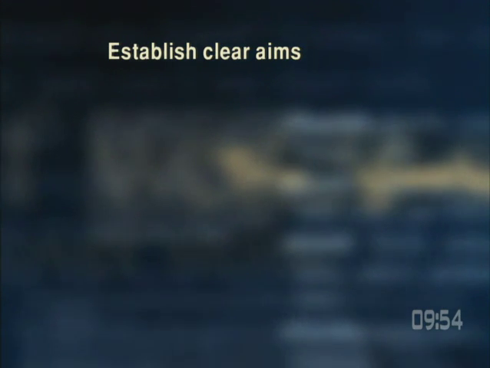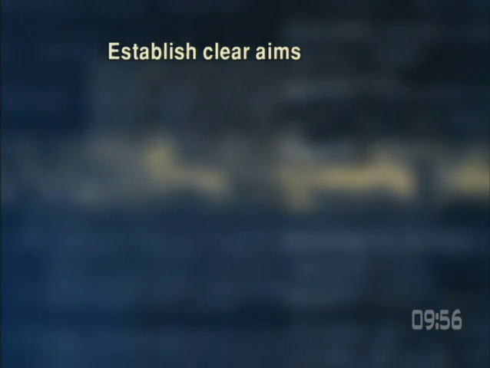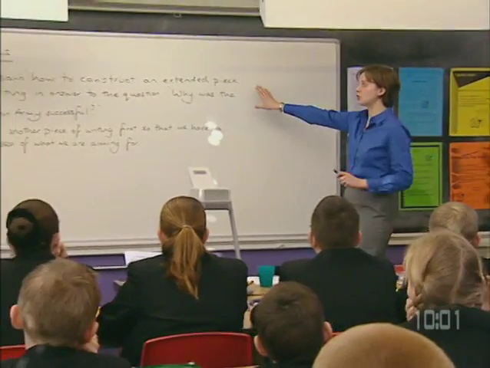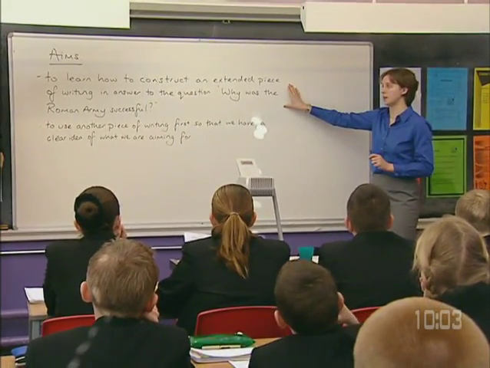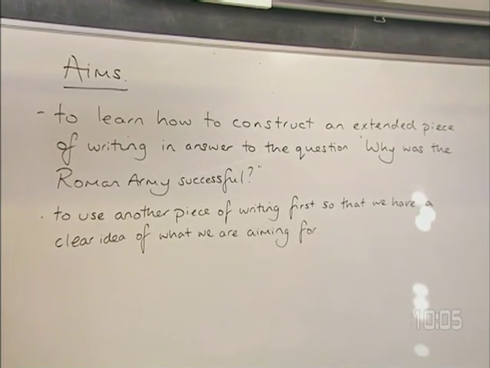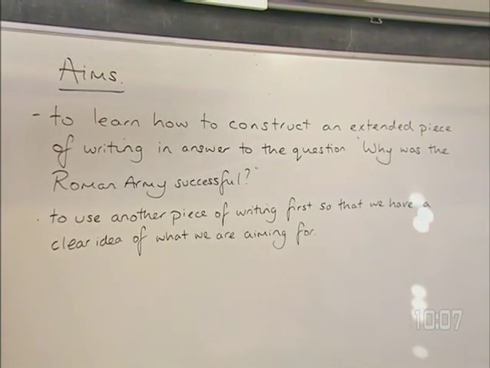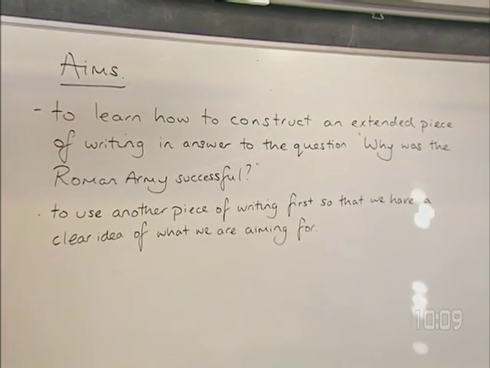Teachers use texts which are rich in possibilities for reading, writing and speaking and listening, so it's helpful to focus pupils clearly on the relevant objectives from the outset. Now we're going to learn how to construct an extended piece of writing because we're trying to answer the question, why was the Roman army so successful?